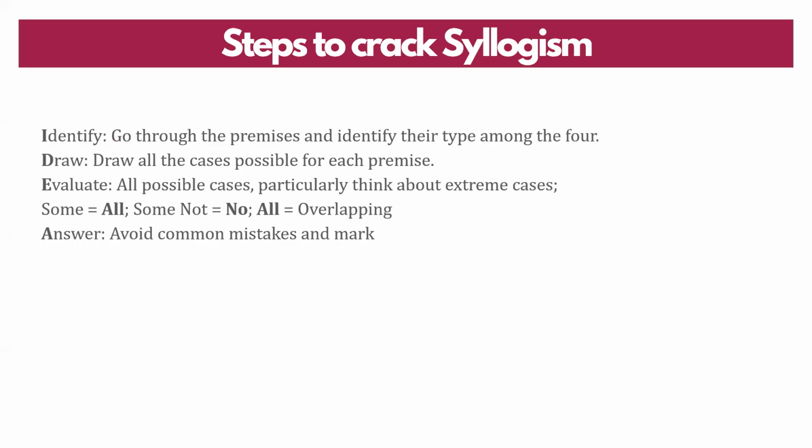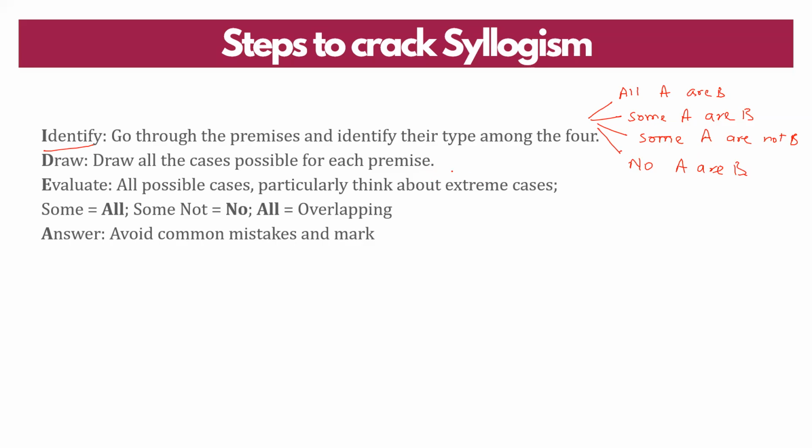But before we do that, just once again, let me revisit the steps to crack syllogism. In the last class, I discussed this idea. I stands for identify. Go through the premises and identify their type among the four. If you remember, the four types are: all A are B, some A are B, some A are not B, and no A are B. So these are the four common types.